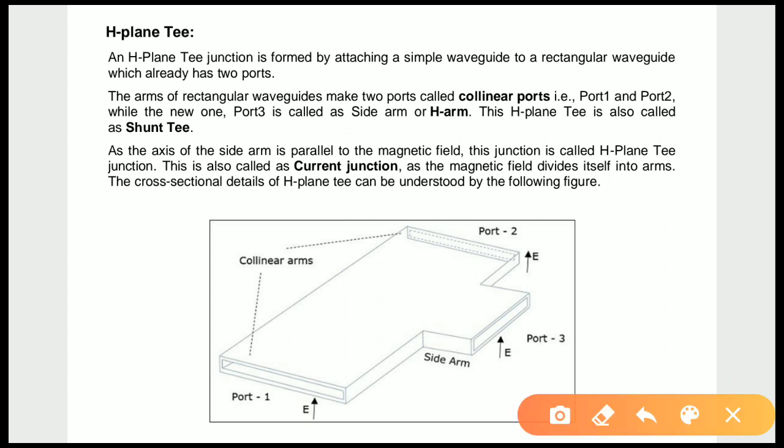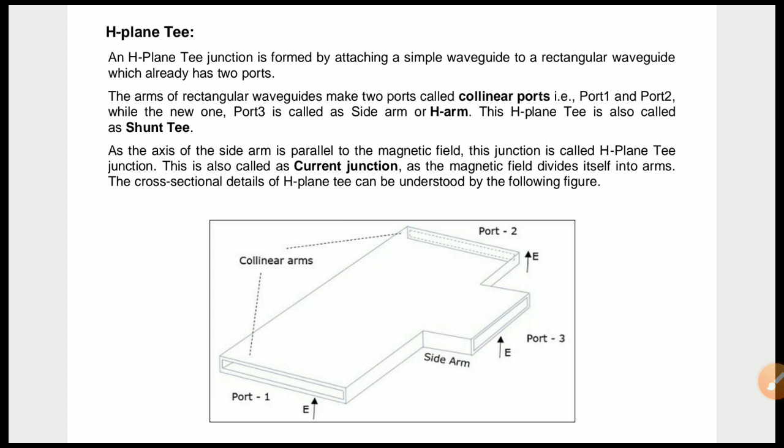Okay, so it shows that the axis of the side arm is parallel to the magnetic field, so this junction is called the H plane T junction. It is also called a current junction, as the magnetic field divides itself into the arms.